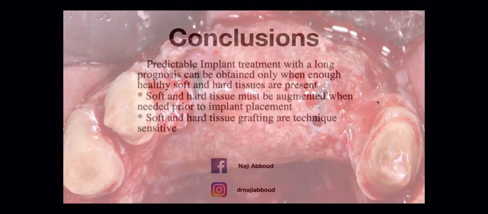obtained only when enough healthy soft and hard tissues are present. So never place an implant whenever the tissues are not sufficient. Okay, hard and soft tissues must always be sufficient to place an implant and to be able to have a long prognosis and to have a happy patient, because an unhappy patient will come back to you after with a lot of problems. Soft and hard tissue must be augmented when needed prior to implant placement to decrease the risks to the maximum. And soft and hard tissue graftings are really technique sensitive.